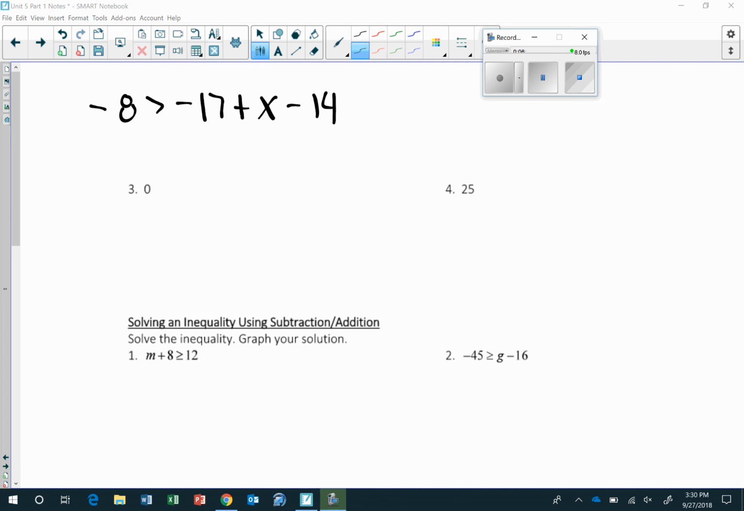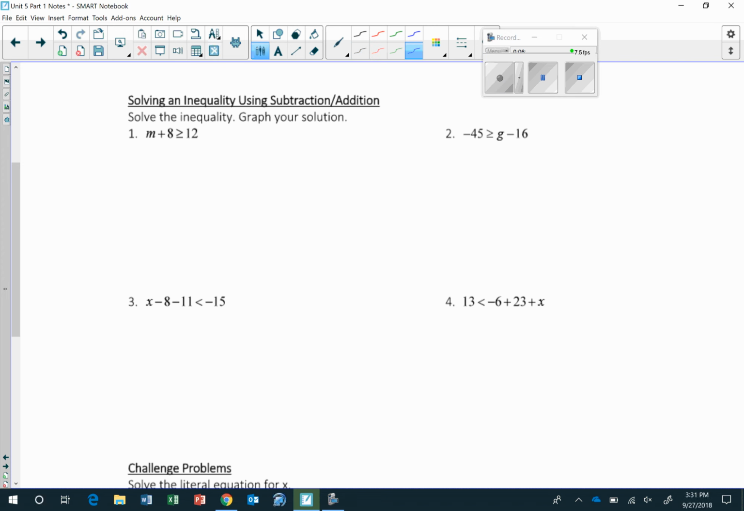If you look at the back side of your notes, there's two more problems. There's number 3, which is 0, and number 4, which is 25, where you're plugging them in for x to see if there's solutions. I went ahead and rewrote the equation at the top of this page so you don't have to flip back. I'm going to leave those two for you to try. Make sure you check in with your teacher if you have any issues with those.